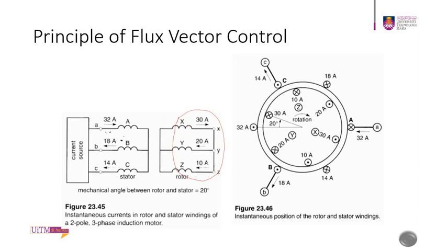And on the rotor side, your X, Y, Z phases. For X, after induced, the current is 30 amp, positive. For Y, from 20 amp, it will induce back to 80 amp at the stator side, and so on. So this is an example, and you have your instantaneous current in the rotor and stator windings. In this case, it's a 2-pole 3-phase induction motor. And here we can look at the instantaneous position of that.